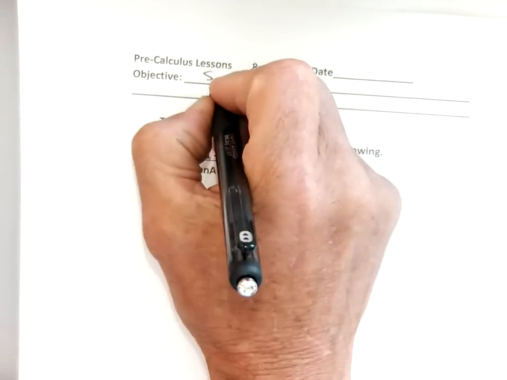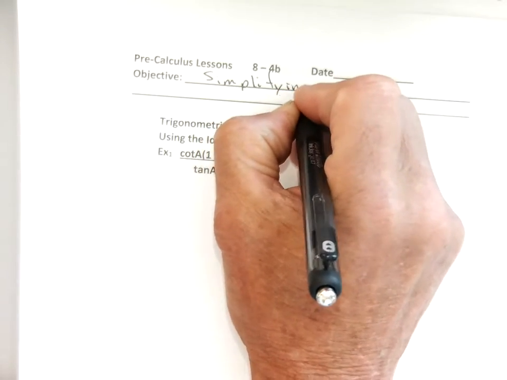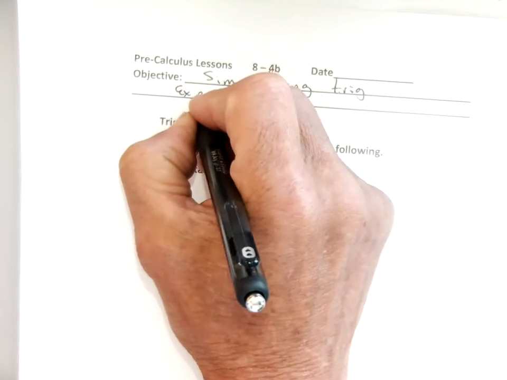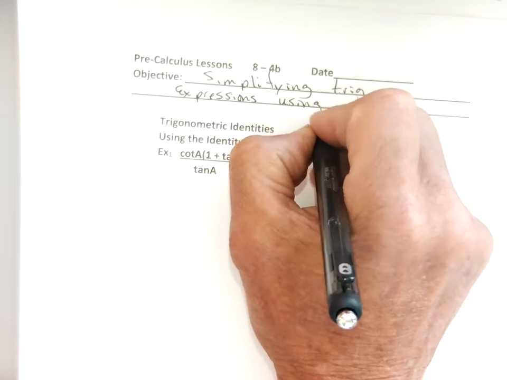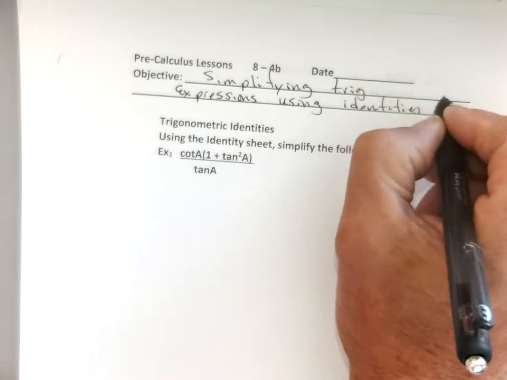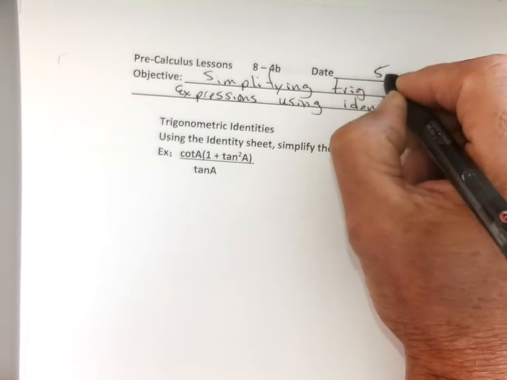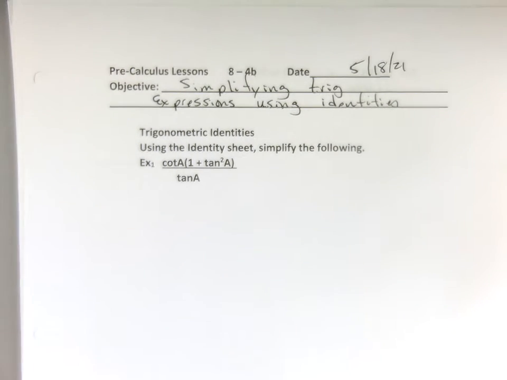Okay, so again today we're looking at simplifying trig expressions using our identities. Okay, I like these. Not everybody likes these, but I like these because it makes me think.